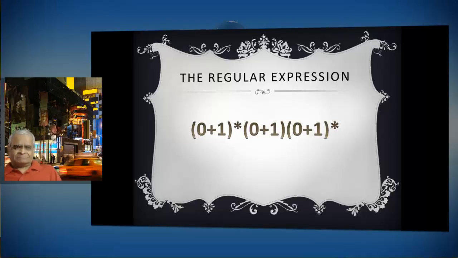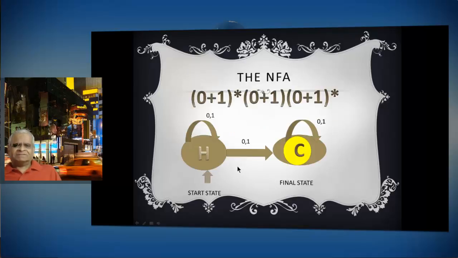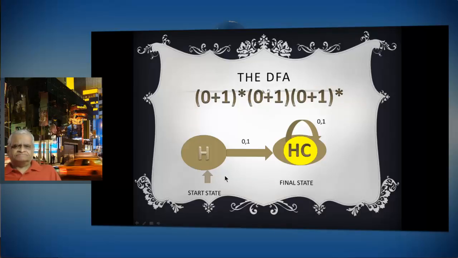Here is the regular expression: (0+1)*(0+1)(0+1)*. Let us construct the NFA. On the home state, with 0 or 1 I remain in the same state, the set of all possible strings (0+1)*. On 0 or 1, I go to another state, C. We call them the home state and the class state. On (0+1)*, I remain in the final state. So the home state is the start state, the transition is 0+1, and this one is the final state with a (0+1)* loop.